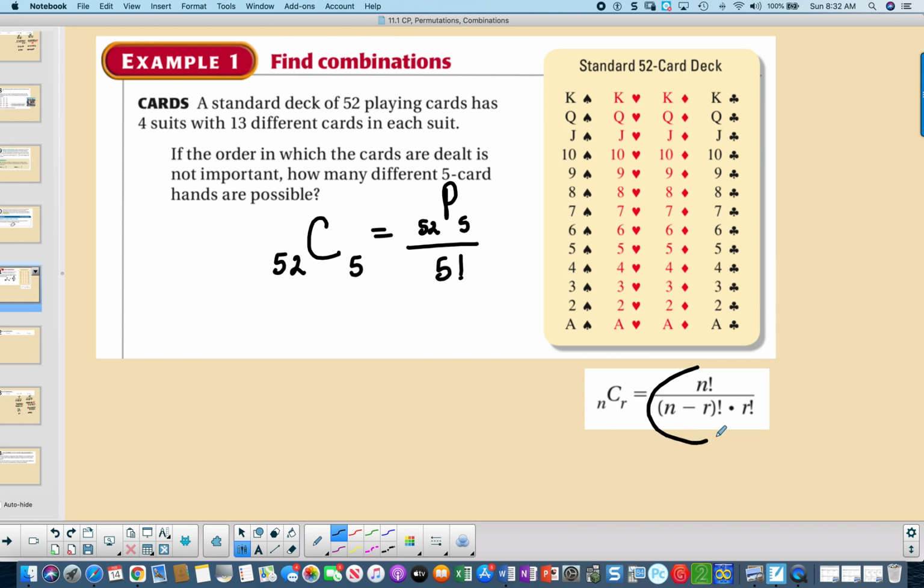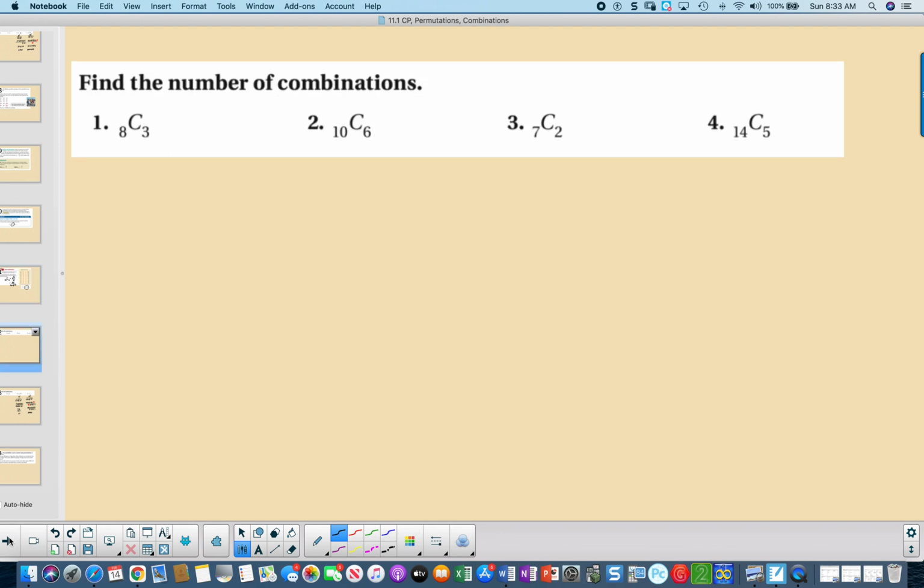This is the permutation part, which I just did in the numerator, divided by r. So this is going to be 52 factorial all over 52 minus 5 factorial, and then 5 factorial. Okay, and I'm going to rely that you can put this in your calculator and get it. Let's go to the next problem.